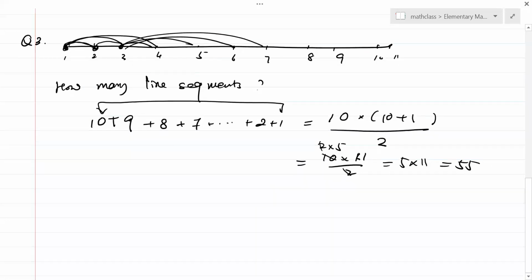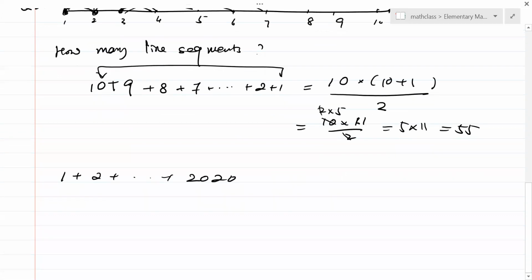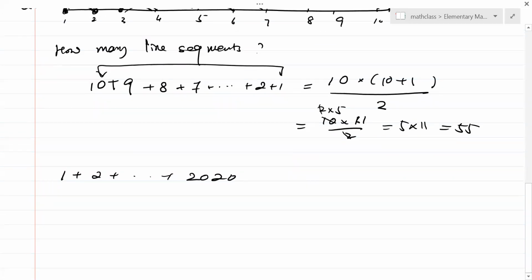Let me repeat again. Why do we use this? How do we get this formula? For example, if you want to add all the numbers together up to 2020, how many terms are there? There are 2020 terms, right? And you cannot do it one by one, because then you can easily make mistakes. After 1 hour, you're tired and you stop, you make mistakes, and the rest of them are all wrong, right? So you have to find a good way to do that.